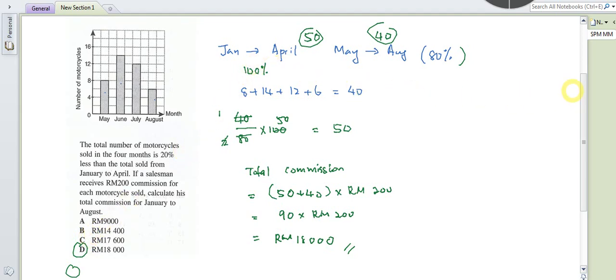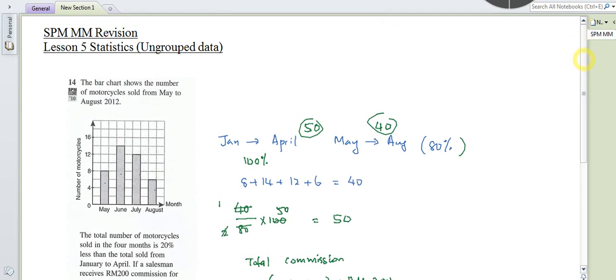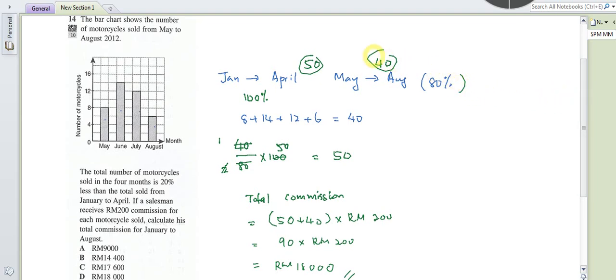Okay, so for this part, I think I just stop here. So in the next video, maybe I will do the same thing for statistics, but I will concentrate on the grouped data. So I just stop here.